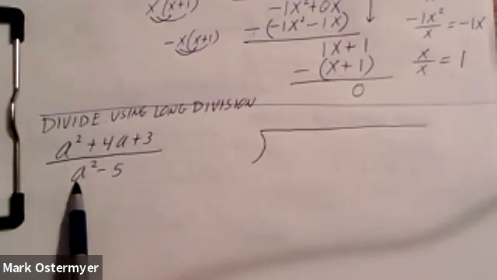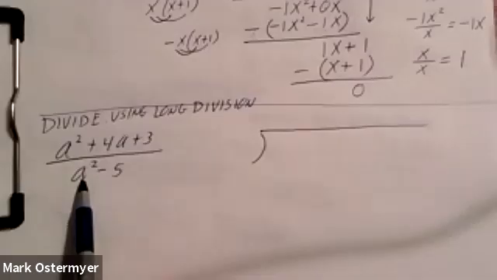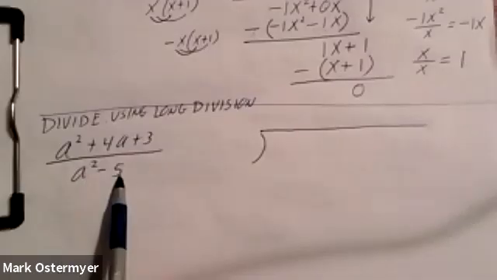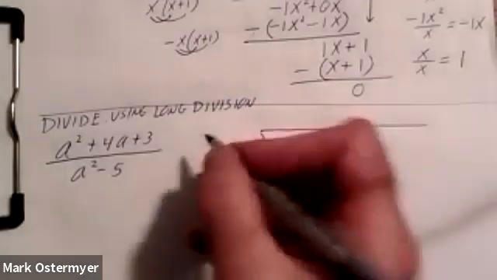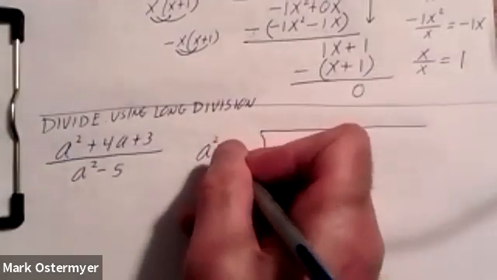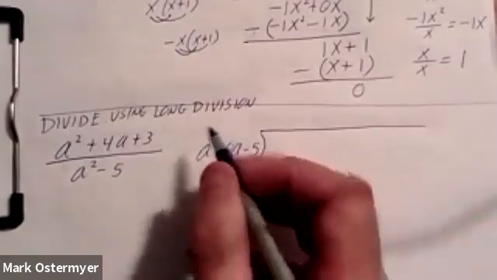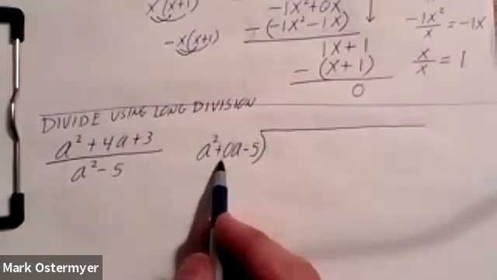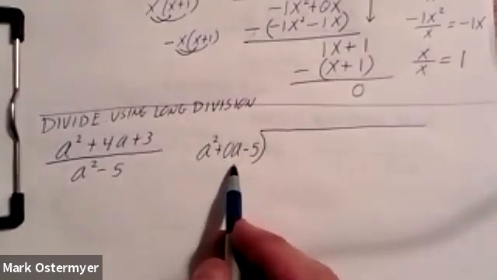We're missing something in here. What are we missing? A number with an A. Yeah, we're missing an a to the first power term in between our second degree term and 0 degree term. We must insert a placeholder in our divisor. The divisor must be a squared plus 0a minus 5. Got to have this placeholder in here. Must have the placeholder, else things are not going to work out correctly.